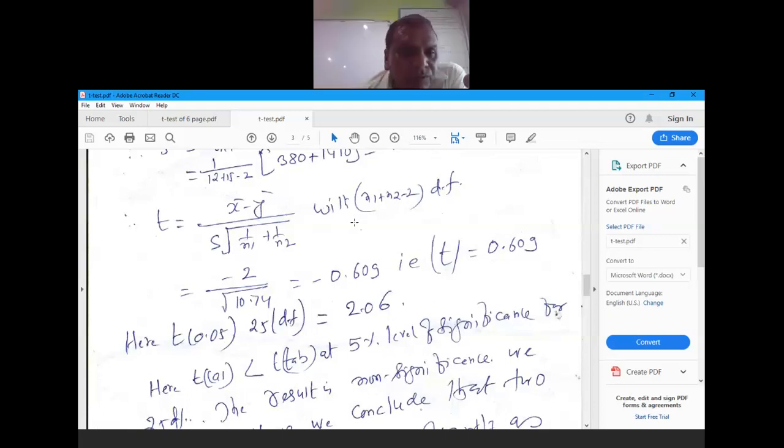So if you calculate it, now it is clear. Now the formula: t is equal to x bar minus y bar divided by s under square root 1 upon n1 plus 1 upon n2, with n1 plus n2 minus 2 degrees of freedom. Now put the value of x bar. So x bar is equal to how much? 28. Y bar is 30. So you put 28 minus 30. And what is the value of s?